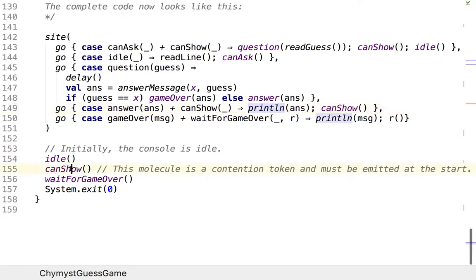However, it is important to have a single can-show token in the reaction site. So that is actually an important part of modeling. It's a contention token. It must be emitted at the start, but only one of them must be emitted. So this reasoning is part of the chemical machine paradigm. You have to reason about how many copies of a molecule you want to have at the initial time.